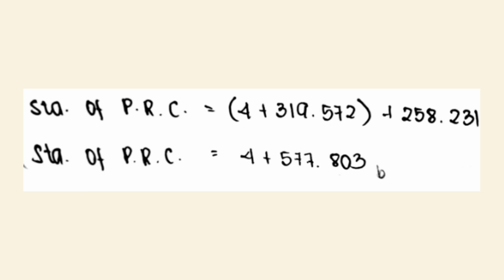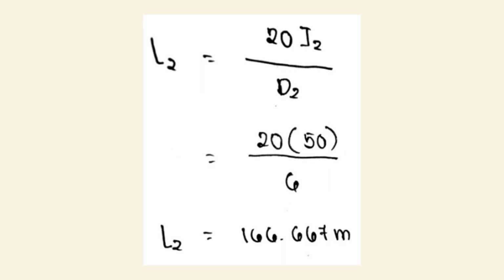Next, the stationing of the PRC would be equal to the sum of 4 and 319.572 and the value of L sub 1, which is 258.231. Thus, the stationing of PRC would be equal to 4 and 577.803.